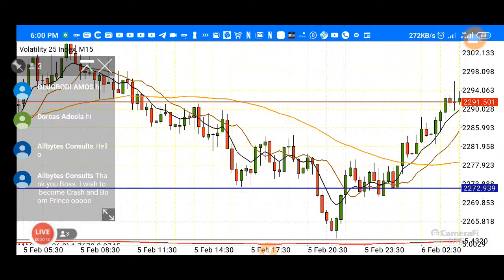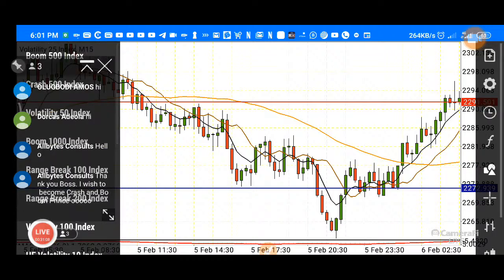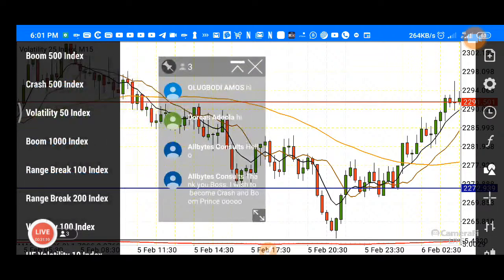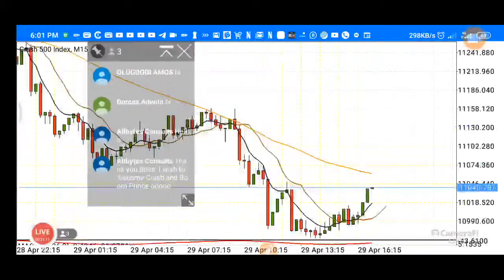Okay, you wish to become a crash and boom prince. So how do we do that? These things I'm doing here, you can also use it on crash and boom. Yes, you can also use it on crash and boom, either for trading the spikes or trading the normal trend. If for example you are on a crash, let's assume, okay, let's go to crash 500.